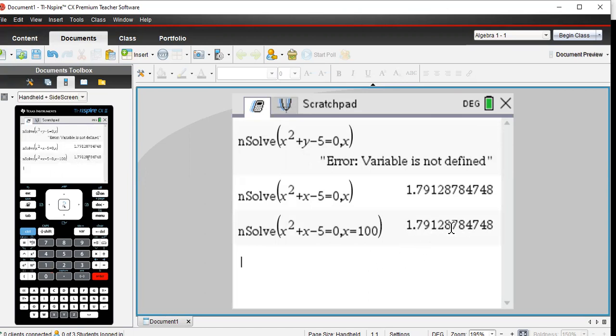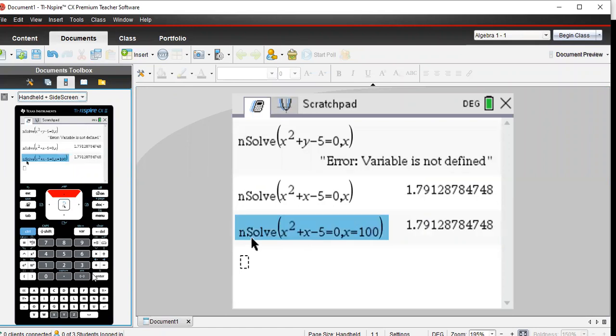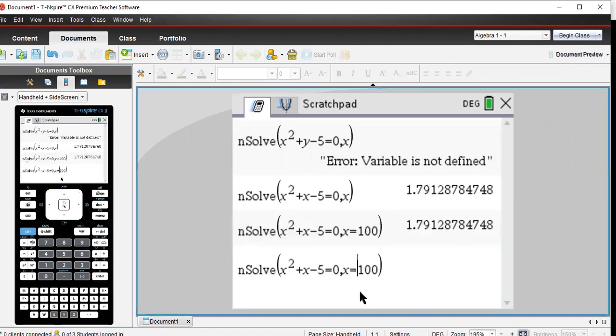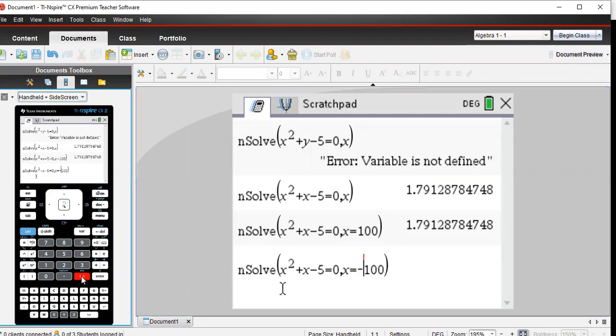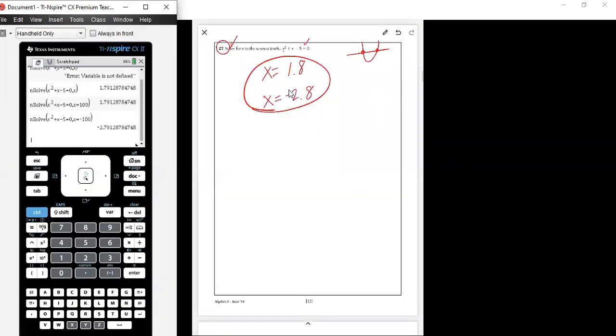So what you should do now is say, okay, let's go to the negative side and see if there's a solution over there. So all I'm going to do is I copied it, and I'm going to put a negative here, and then I'm going to press enter again. And now I get the other solution, and it's a negative 2.79. So I'm going to round that to a negative 2.8, and that would be our answer. So if we go back, you see that the two answers are 1.8 and a negative 2.8.